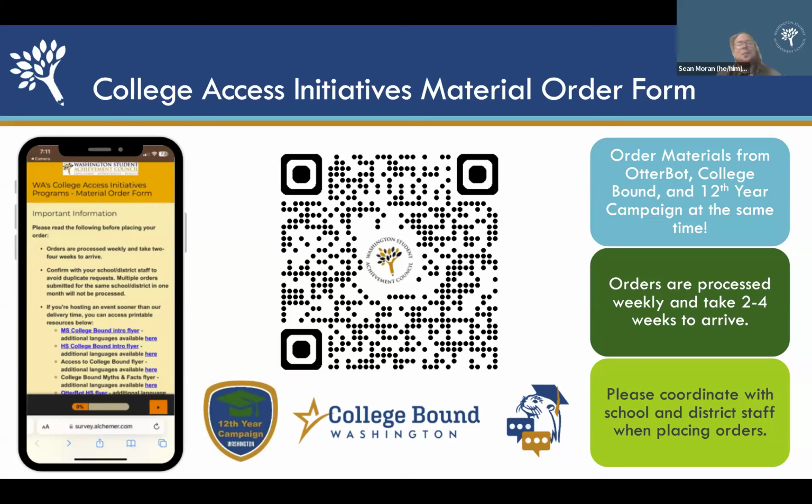One thing we do ask, please coordinate with your school and district staff when placing orders, because if you have 400 seniors, we don't want you to get 1,600 pieces of senior postcards because otherwise you may not know what to do with all of them. So we want to make sure that it's as streamlined as possible.